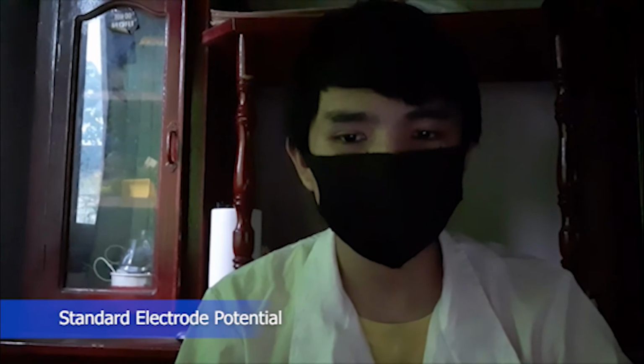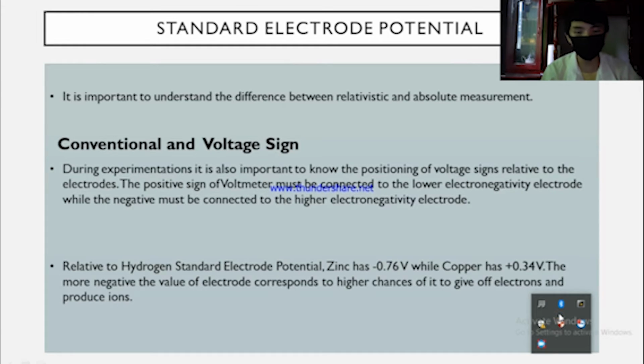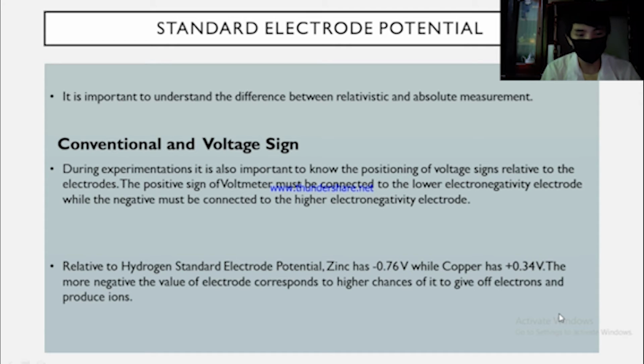Standard electrode potential. It is important to understand the difference between the relative and absolute measurement. They are not similar to each other, but just approximately equal to each other. So let's proceed to the conventional and voltage sign. During the experimentations, it is also important to know the positioning of voltage signs relative to the electrodes. The positive sign of the voltmeter must be connected to the lower electronegativity electrode, while the negative must be connected to the higher electronegativity electrode.